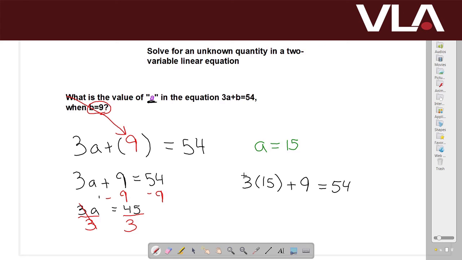If I have a variable in front of, or a number in front of a variable, that means I'm multiplying. So 3a means 3 times whatever a is. In this case, a is 15. So 3 times 15 is 45. Plus 9 is 54. So 54 equals 54. So that lets us know that we got the correct answer of 15.